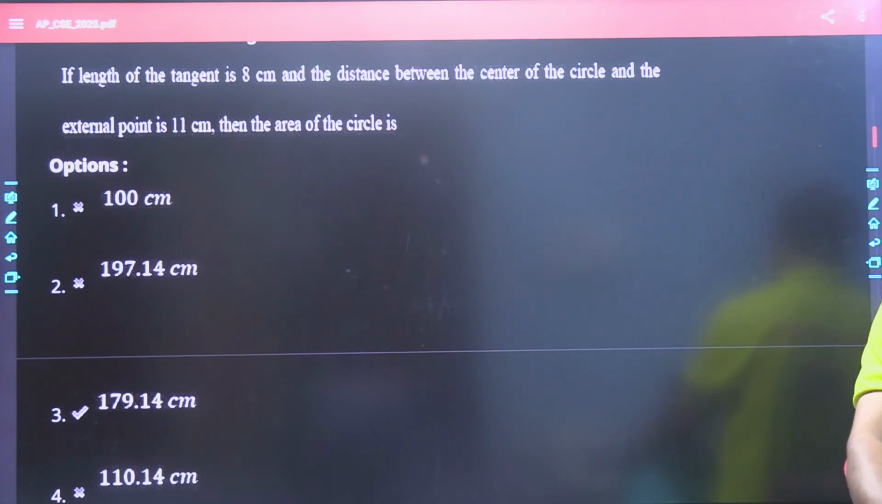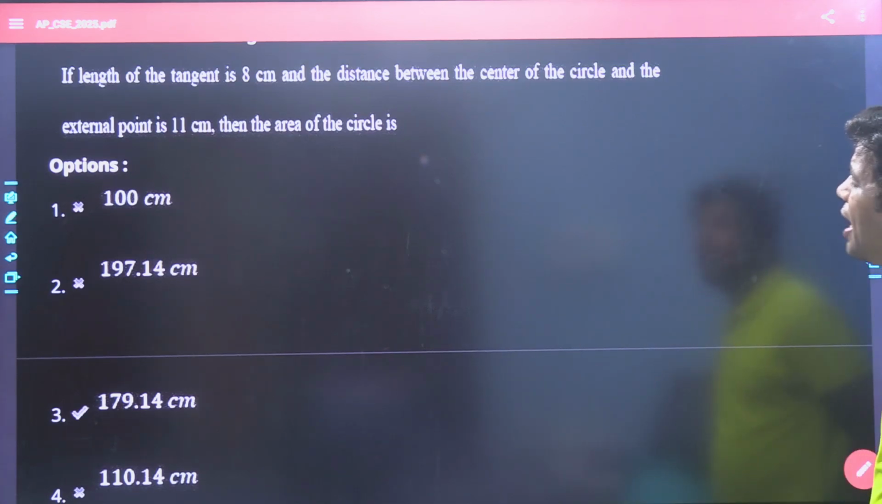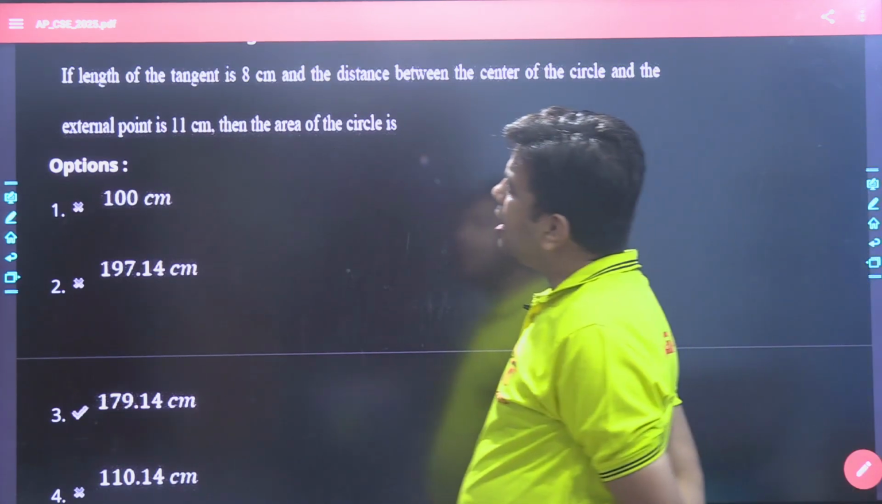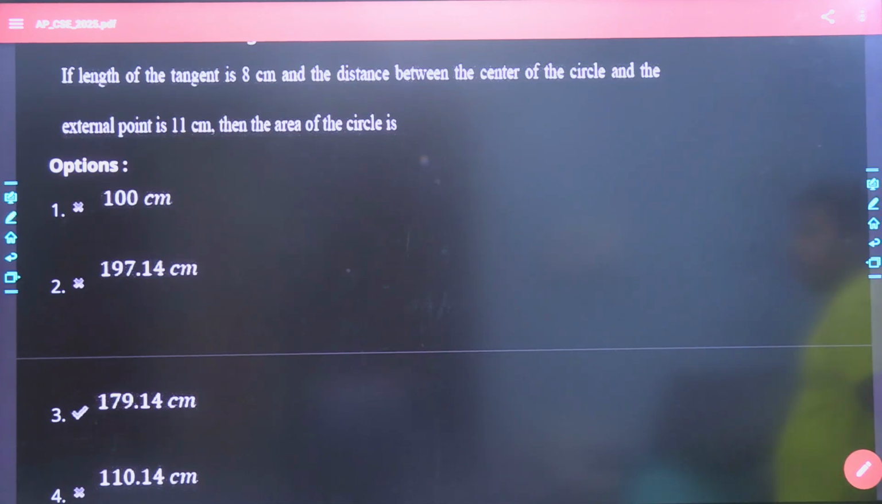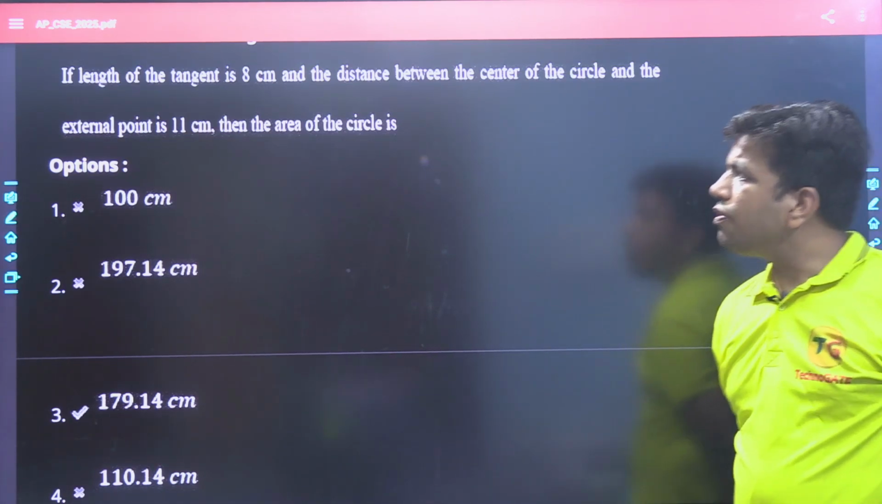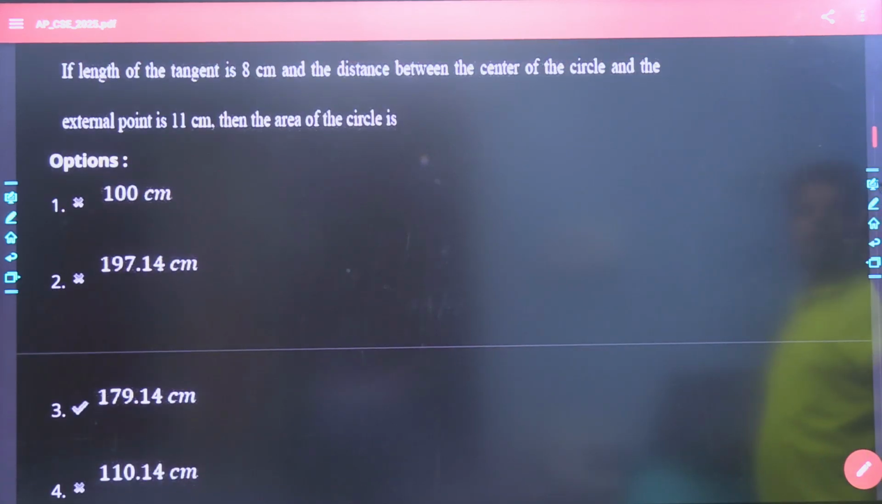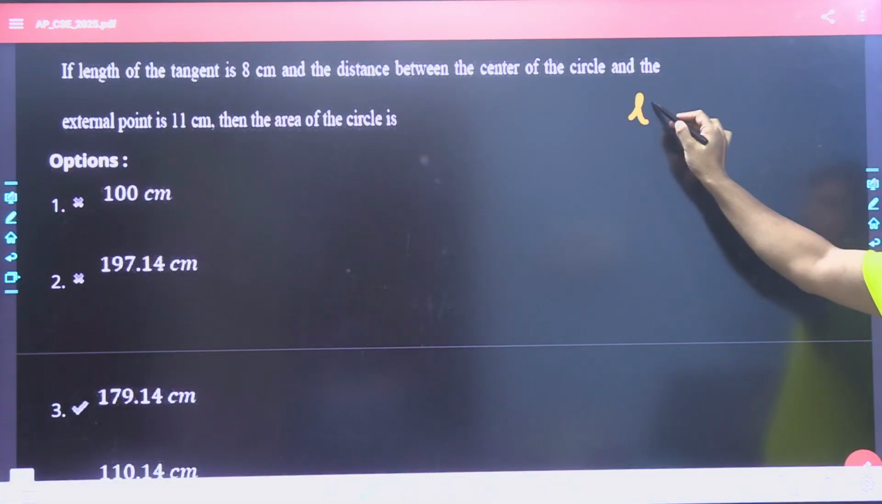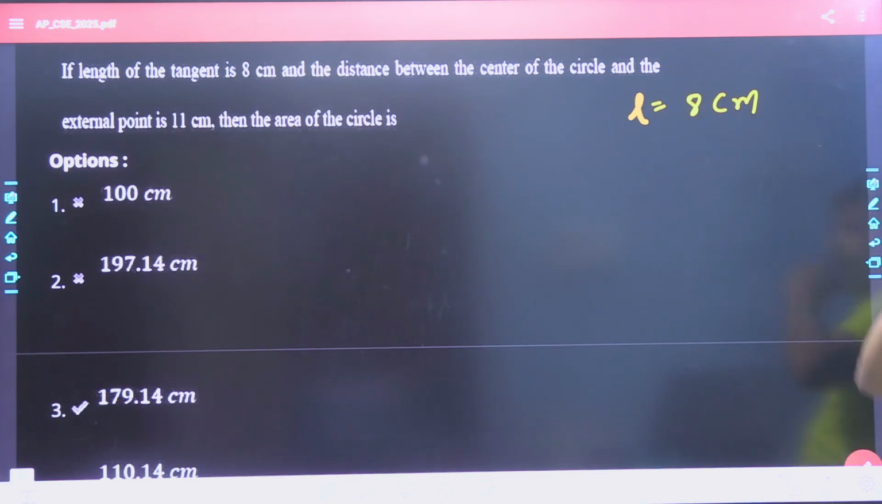Question number 22. If the length of tangent is 8 centimeter and the distance between the center of the circle and the external point is 11 centimeter, then the area of circle is what? We need to compute the area of circle. So the length of tangent is given to us, that is 8 centimeter, and the distance between center of circle and external point is 11 centimeter.